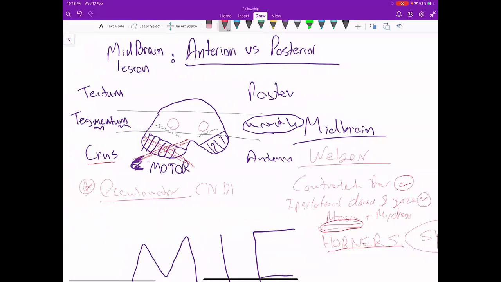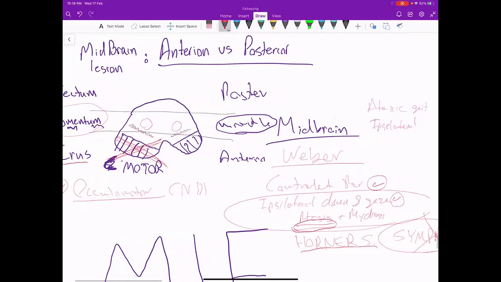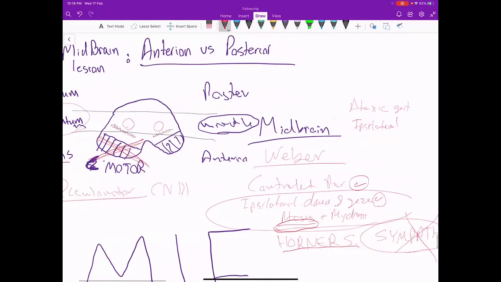Now, if you were to damage the middle portion of the brainstem, the tegmentum, you're also damaging the substantia nigra, which are responsible for posturing. So you get an ataxic gait. You get ipsilateral oculomotor damage, so you get down and out gaze, ptosis, and mydriasis. And you damage the red nucleus.